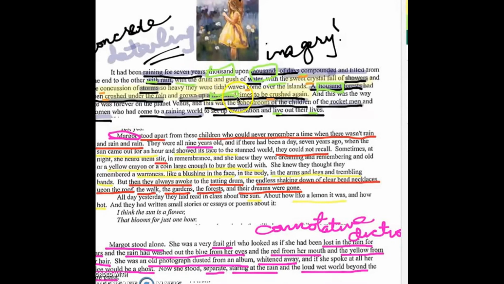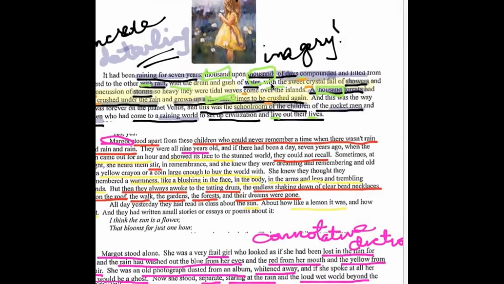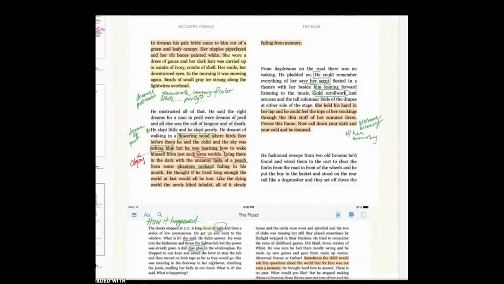He also uses some anaphora, which is repetition of a word at the beginning of a phrase. It happens with "with the rain, with the drum and gush of water, with the sweet crystal fall of showers." And he uses "with" three times. And that is a tricolon parallel structure.